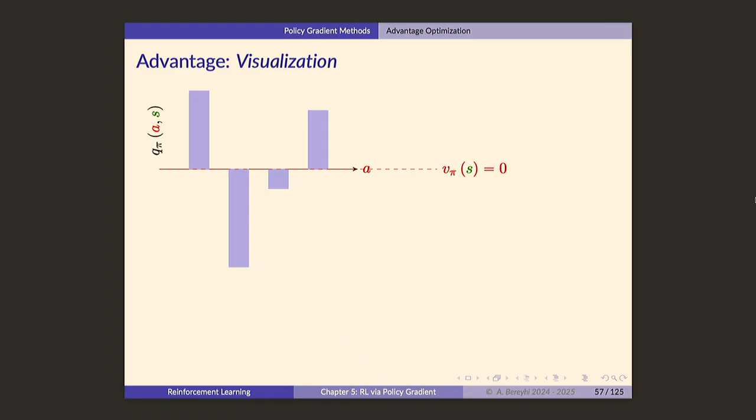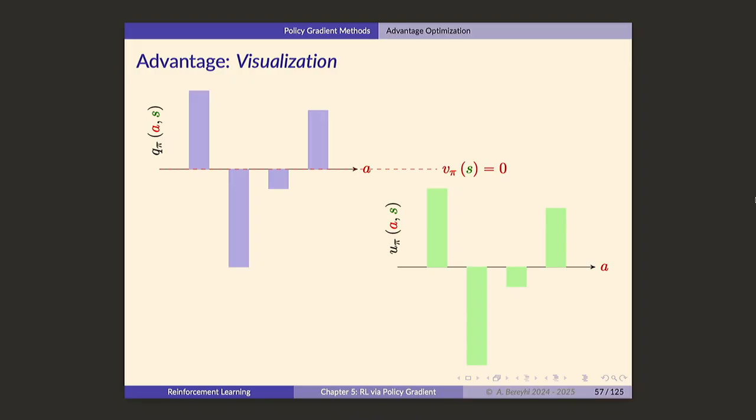So then here in this example, your advantage is exactly the same thing as your action value, right? Because on average, you are going to get 0. And the value you see for every single action simply tells you how much better than 0 you are going to do. If you do action 2, you're going to do much worse than average, which is 0. If you do action 1, you're going to do much better than the average, right?